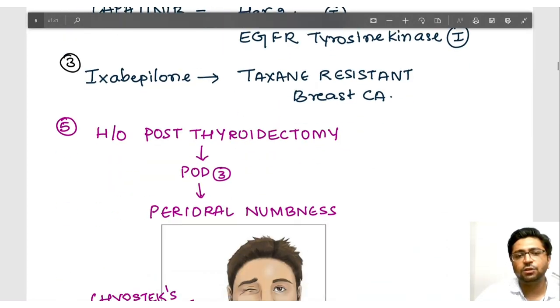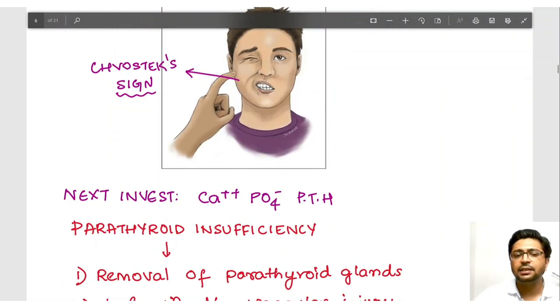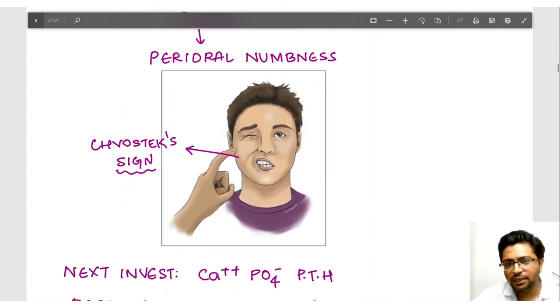Okay, the next question which was asked is, there is a history of post thyroidectomy. So the patient has undergone thyroidectomy and on POD3, post operative day 3, we appreciate perioral numbness and there is a positive Chvostek sign. So what is the diagnosis? It is parathyroid insufficiency. The question which was asked is, what is the next investigation we need to do? So the investigation we need to ask is serum calcium, serum phosphate and PTH.